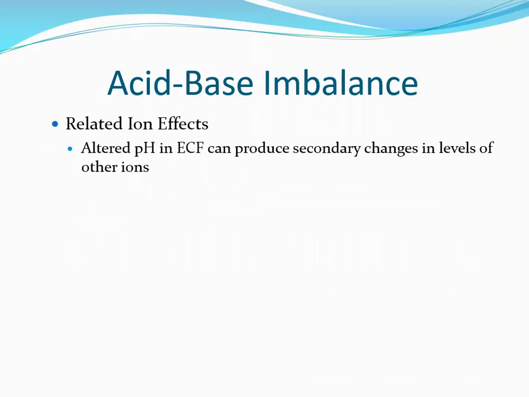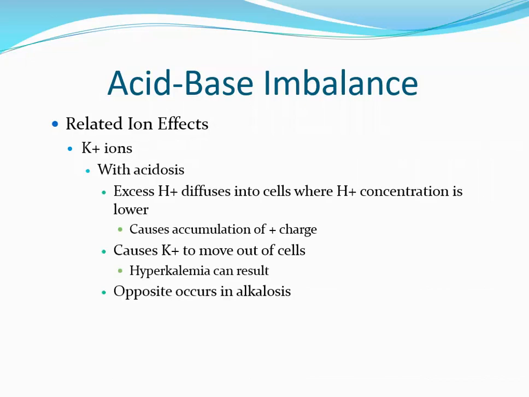Now, acid-base imbalances, hydrogen ion imbalances, will result in other related ion effects. This altered pH in the ECF can produce secondary changes in the levels of other ions. First is potassium. With acidosis, all these excess hydrogen ions will diffuse into the cells. There is a much lower hydrogen ion concentration inside the cells. Now, this is a problem because it will cause positive charges to begin to accumulate in the cells. We need to balance these charges.